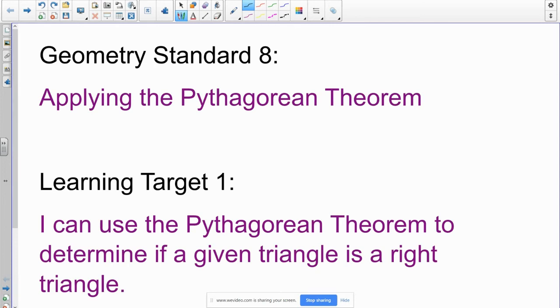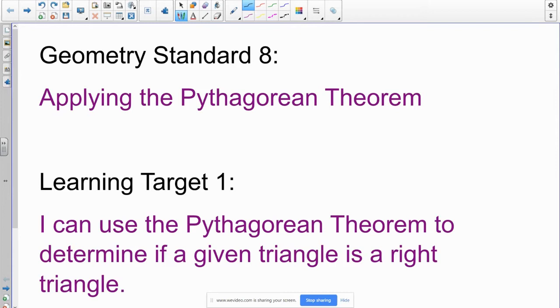Geometry, Standard 8. We're going to work this whole standard with the Pythagorean theorem, being able to apply it in different situations. And the learning target we're going to look at first, learning target 1, is that you can use this Pythagorean theorem that you discovered yesterday in your activity to determine if a given triangle is a right triangle. So the Pythagorean theorem only works on right triangles.